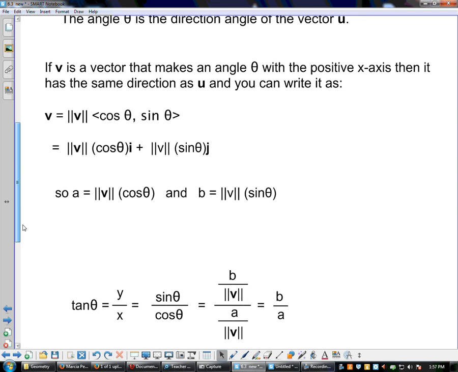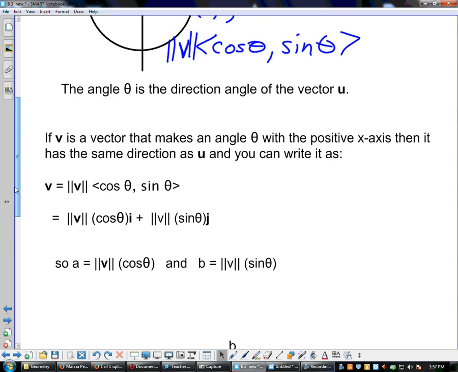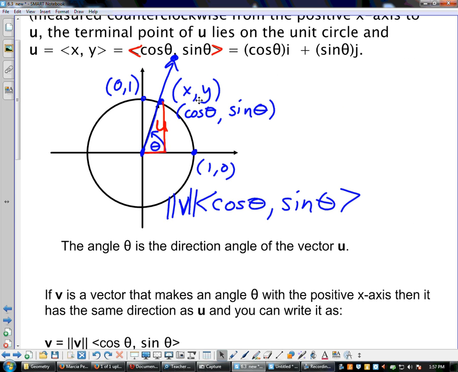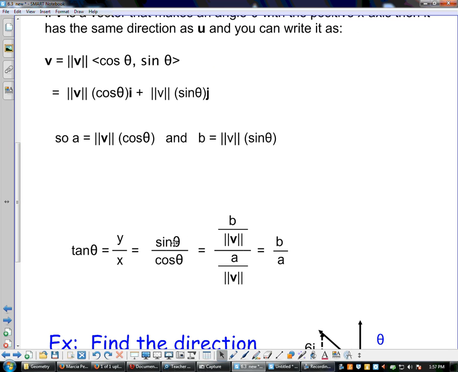All right? So the tangent of theta, we know that's equal to y over x. You remember this? Tangent of this angle theta is y over x. Agreed? That's the same as saying the sine over the cosine. But the sine of theta is, if I solve this equation, b over the magnitude of v. That's the sine of theta.